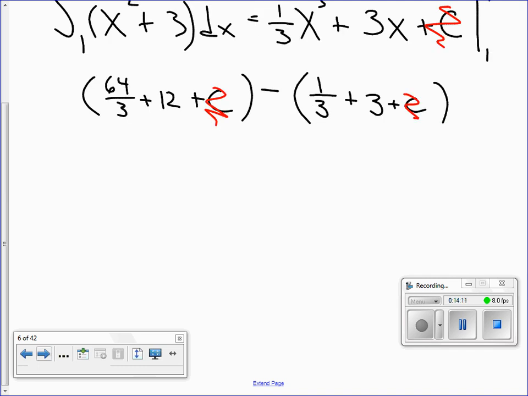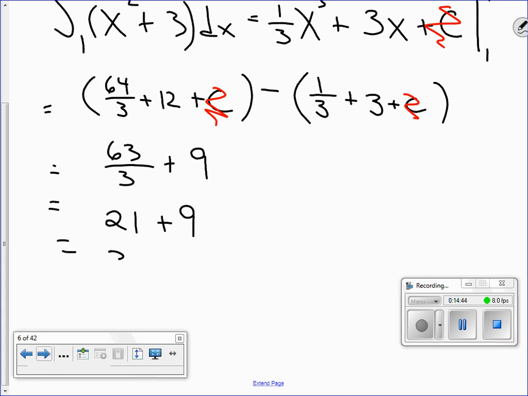Now we don't have to take out the calculators, not yet. We'll just combine like terms. We got 64/3 minus 1/3. So how many thirds do we have? So we've got 63/3. Now we've got a 12 minus a 3, plus 9. So what does 63/3 equal? So 21 plus 9. So we get an answer of 30.